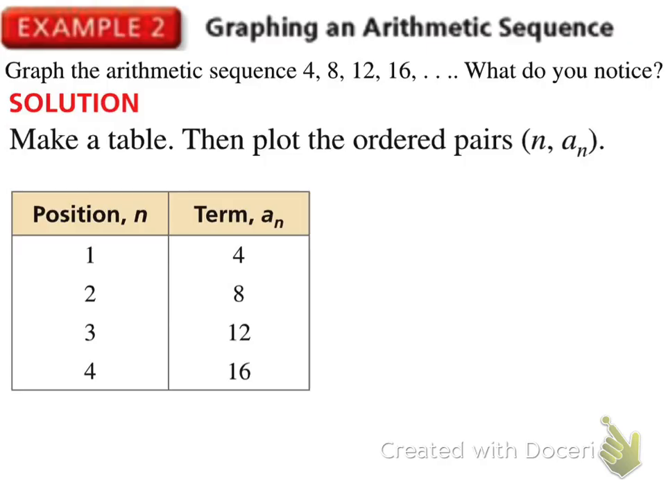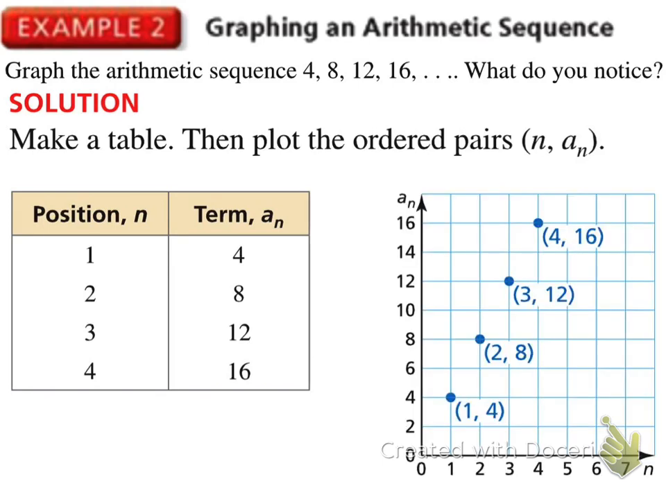Okay, now we have something to plot. If I give them position numbers, I can go 1 over, 4 up; 2 over, 8 up; 3 over, 12 up; and 4 over, 16 up. Would I connect these points? Yes. I'm going to remind you, we are in an arithmetic sequence. No. It's not a linear equation. We're plotting an arithmetic sequence. Would I connect it? No.